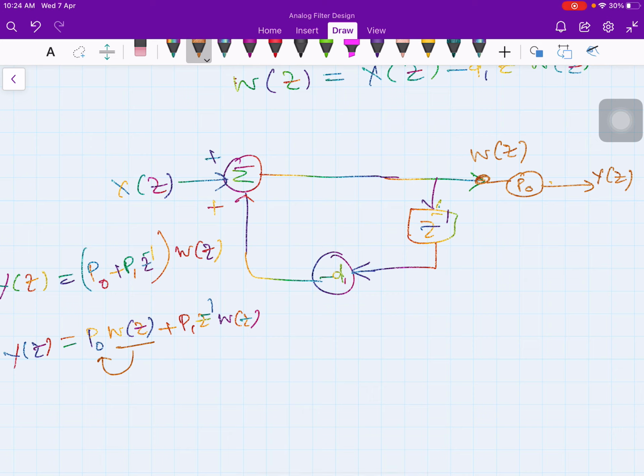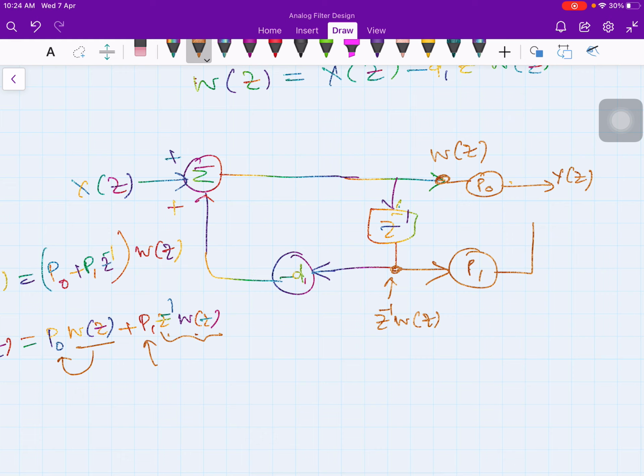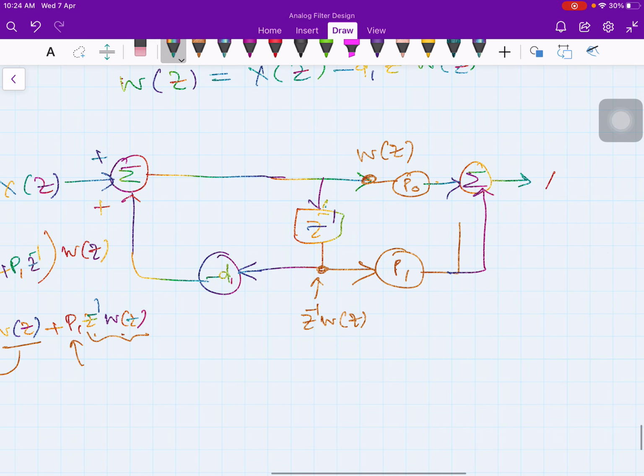This is my Y of z, right? And one more thing is, you take W of z, delay by one sample. So this point is nothing but z inverse times W of z, and this must be multiplied by a scalar multiplier p1. You put a p1 here, and then you put a summer here. Y of z, that's it. That's all.